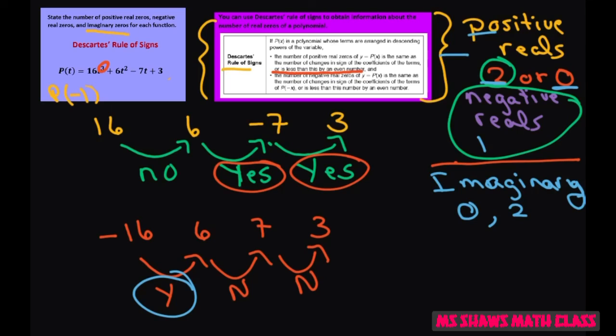All right, so you base it off this, and that our degree is 3. So we're either going to have 2 positive reals and 1 negative, or we'll have 0 positive reals. That means we'll have 2 imaginaries and 1 negative. And that's it.